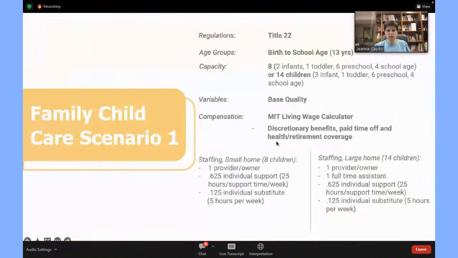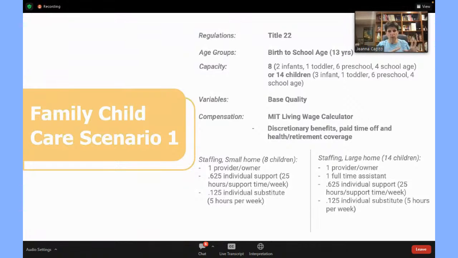So similar approach, we're going to go through two scenarios: the Title 22 program meeting base quality, and the family child care settings meeting Title V regulations, or those in FETCH-IN settings. And then we're going to look at the output. So we're going to quickly review the details of what went into the scenario itself. In similar fashion, it's a birth to school age program. There are two different capacities being run in the charts that we're going to look at: a small home serving 8 children and a large home serving 14 children.